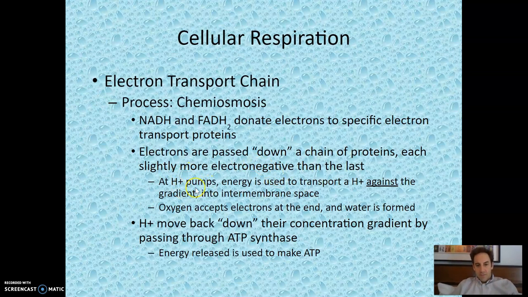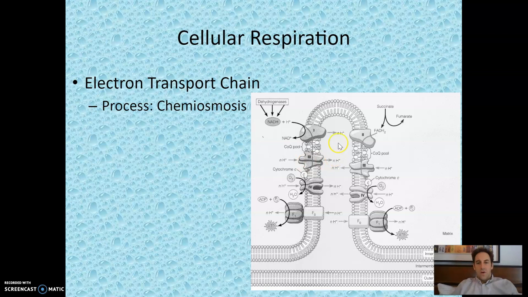At the proton pumps, the energy that is given off by the movement of that electron is going to be used to transport protons against their gradient. So as the electron moves from protein to protein, energy is given off. That energy is used to pump protons against their gradient.